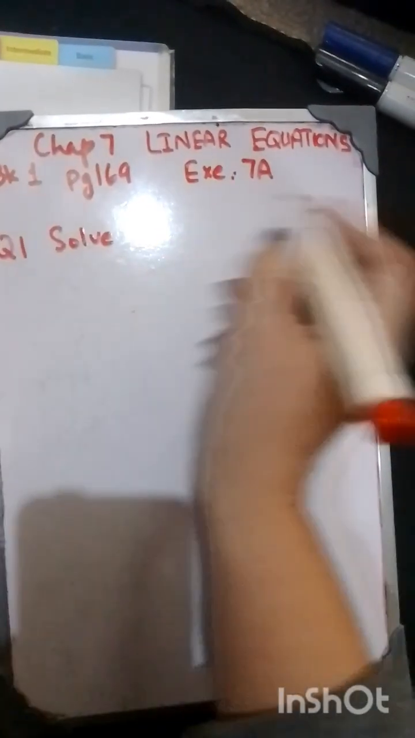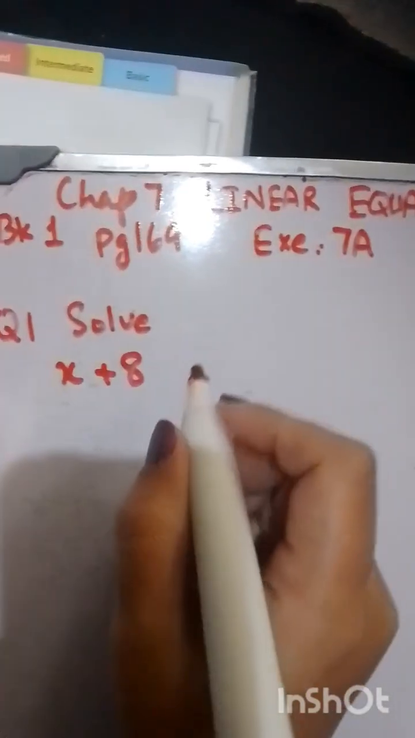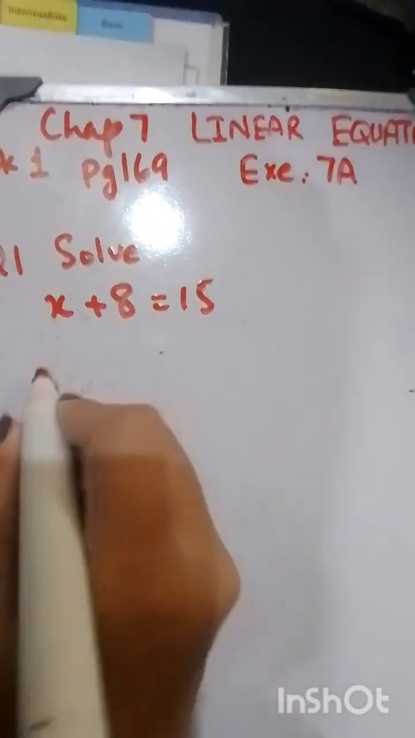In order to find out the variable, we are going to pick up question number 1 from your very own book, page 169, exercise 7a. The first question is x plus 8 is equal to 15.